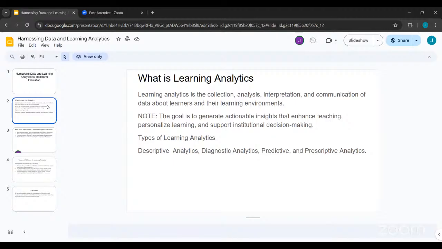So basically, our goal is just to generate actionable insight that will enhance teaching, personalize learning, and support institutional decisions. When we are able to gather all this data together, how students perform, do assignments and all those things, we'll be able to generate an insightful decision to know how that kind of student will perform by the time exams come. Because a lot of things happen: some students come to school and some don't, and some don't even attempt the assignment that is given. In that kind of situation, that kind of student might not really perform well when exams come.